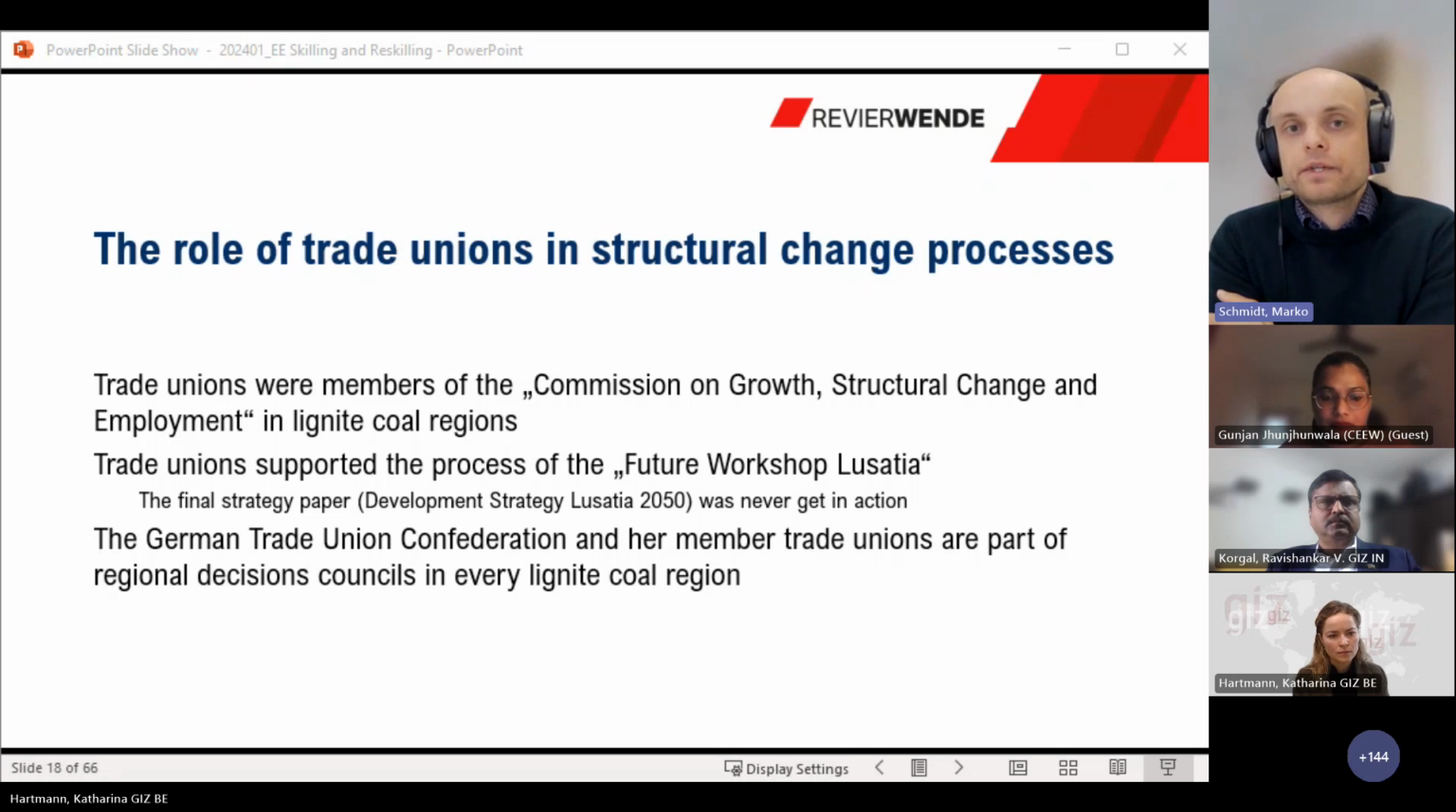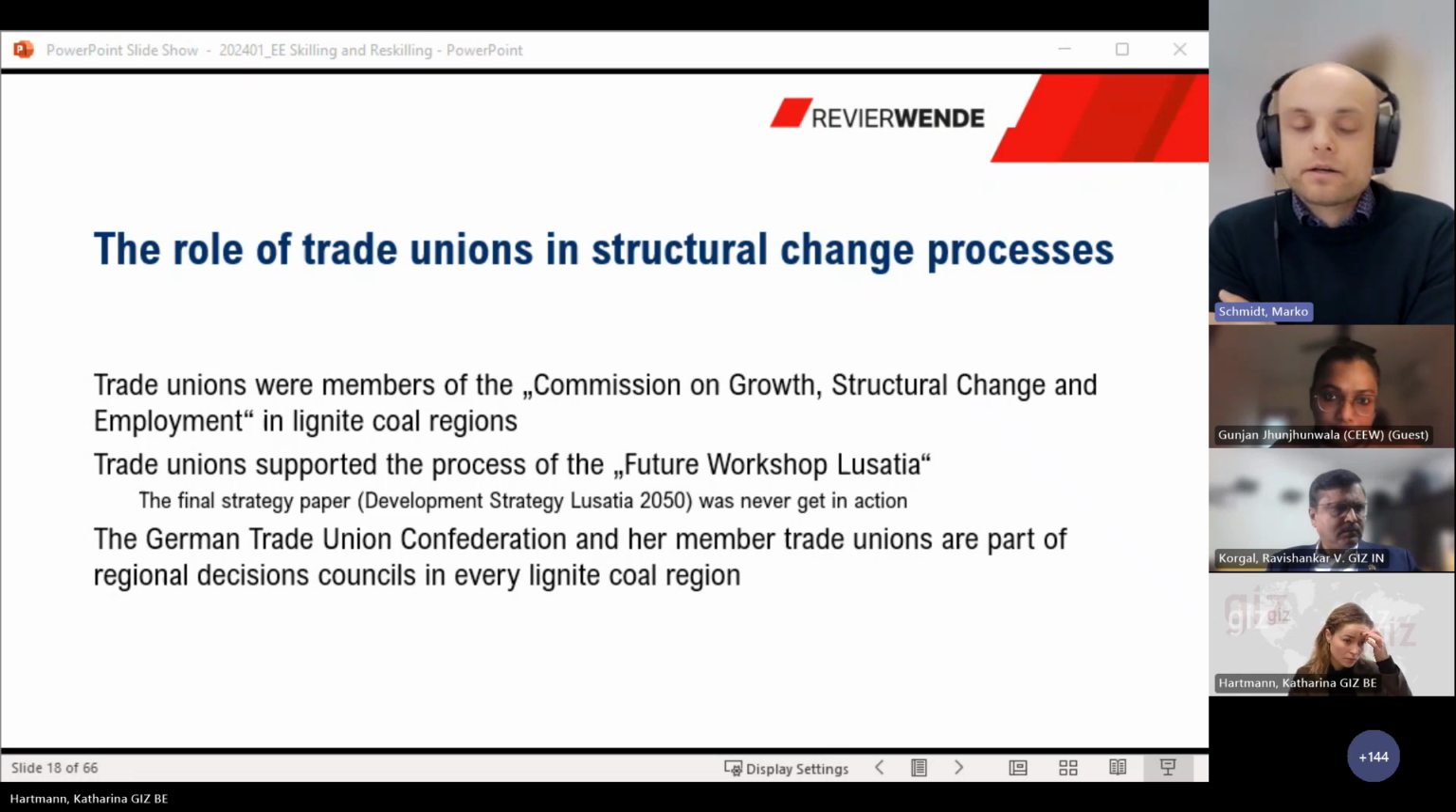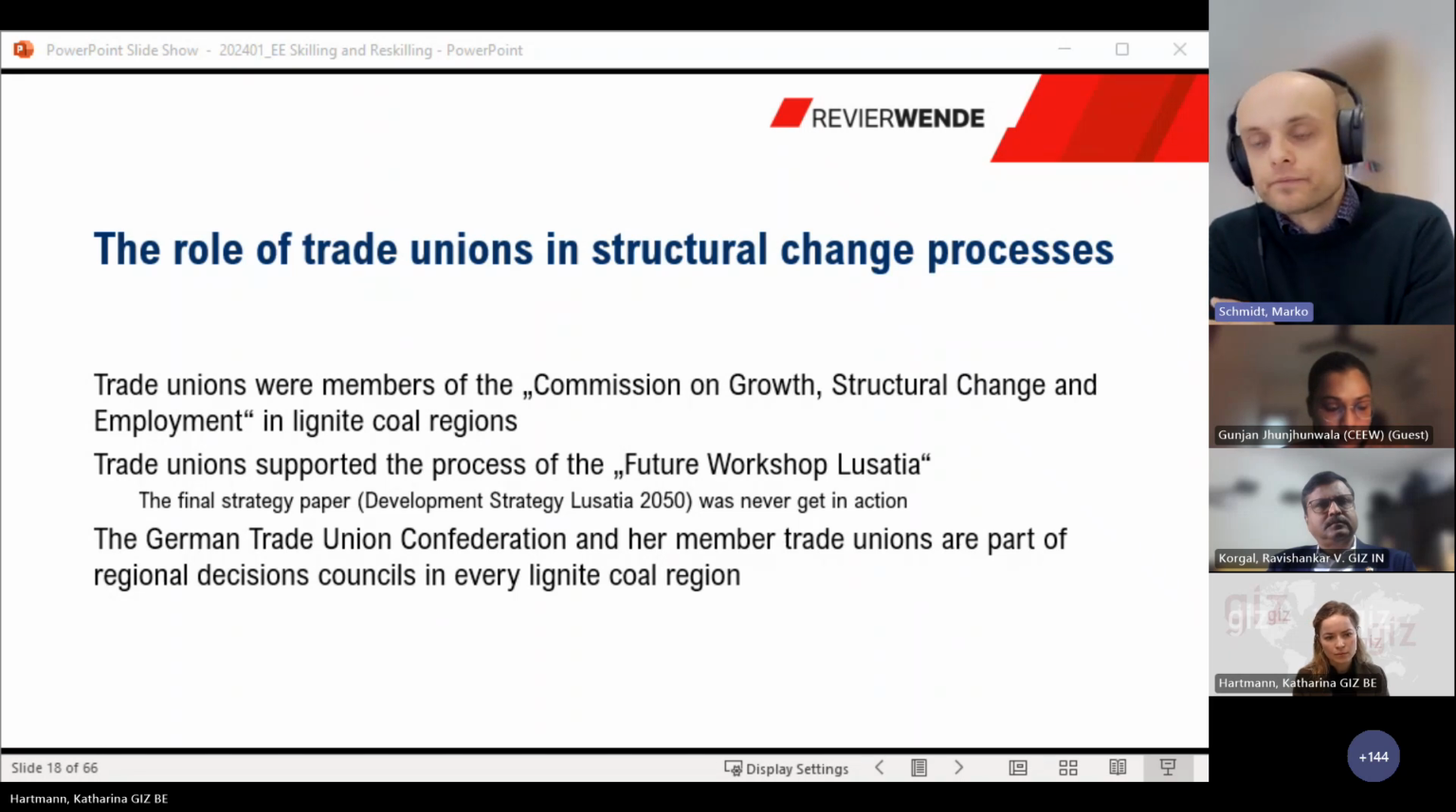Other questions like infrastructure are not that important for leaving or staying in a region, but working conditions and salaries are important for the question of whether to stay or leave. And as trade unions, we are also part of the regional decision councils. In these councils, they vote on projects for the coal funds, to get money for different municipal projects, also for the industry, but also for social infrastructure, for schools and so on, to get support from these coal region funds for the transformation.